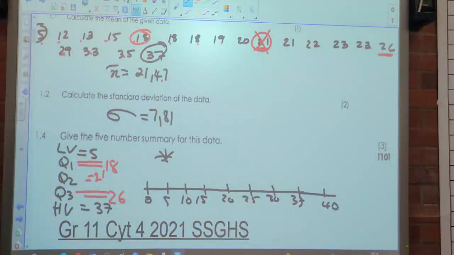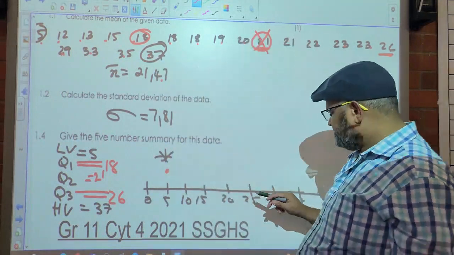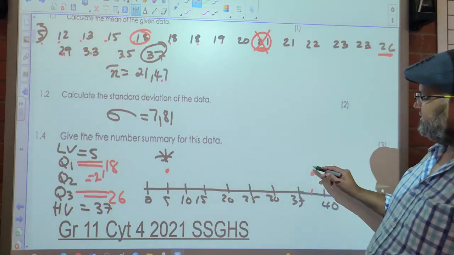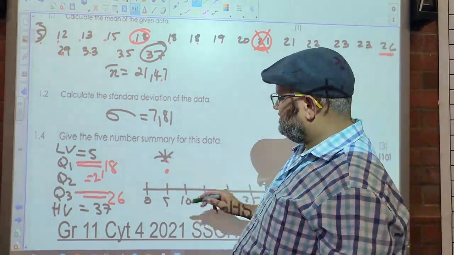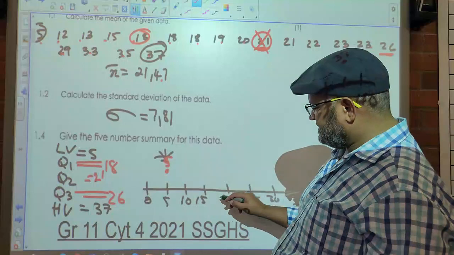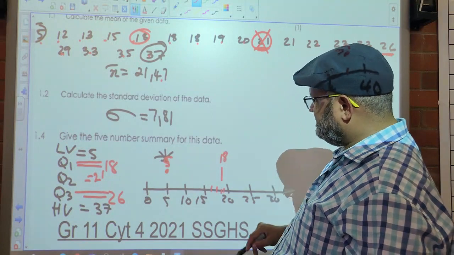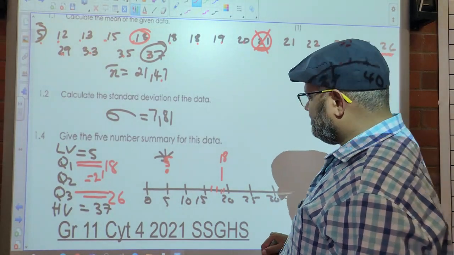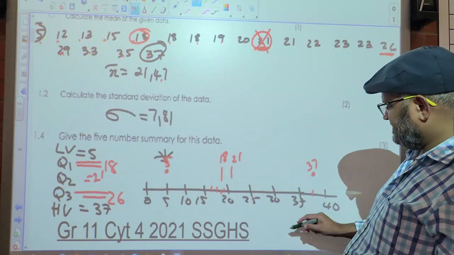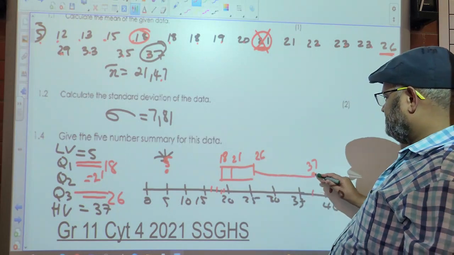Okay. So your lowest value, of course, gets a dot. The maximum value also gets a dot, 37. So you have 35 is here, 37 is approximately here. Your lower quartile is going to be 18, so that's 15, 16, 17, 18, 19, so 18 is approximately there. Quartile 1 is 21, so it's 20, 21 is just about over that. 26, if it's 25, 26 approximately there. There's your box, there's your whiskers.